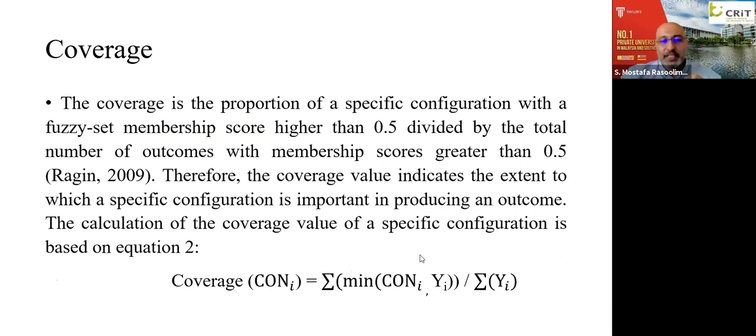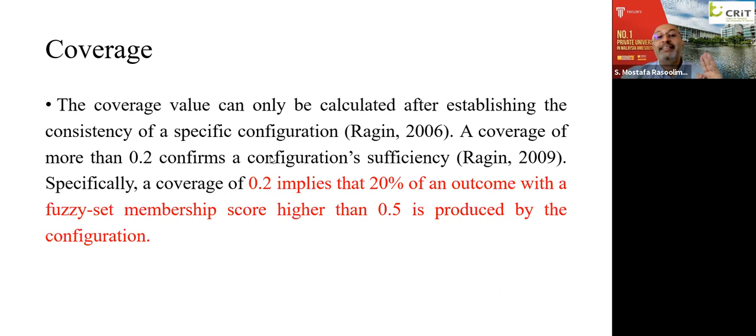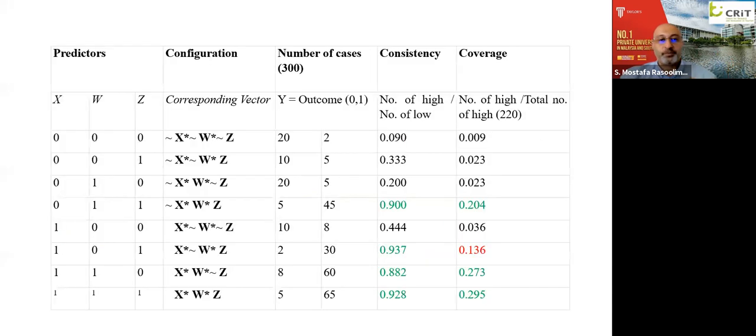Here, and this is the formula for fuzzy set, again, because in fuzzy set we don't only have 0 and 1. And the acceptable value for coverage is 0.2. So it means at least 20% of the outcome in fuzzy set membership can actually come from one specific combination of the predictors.